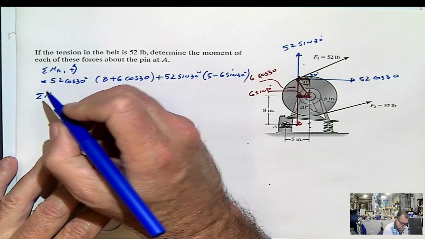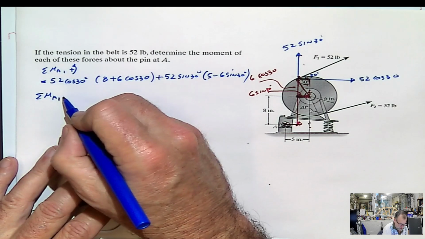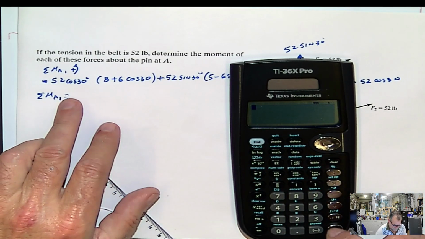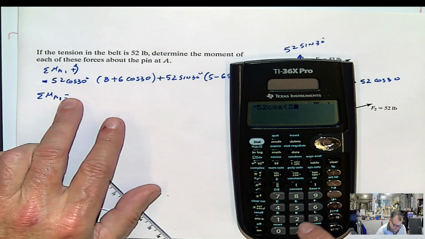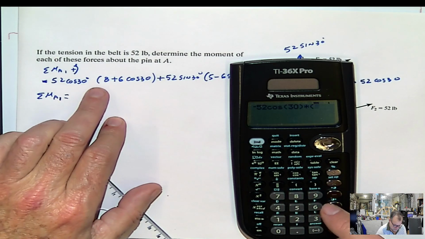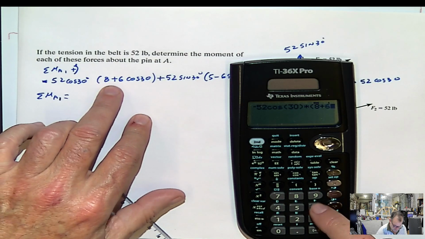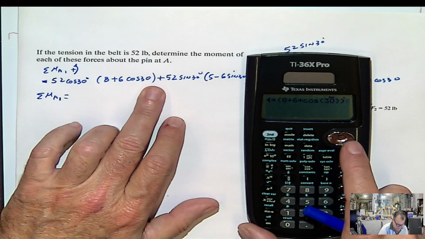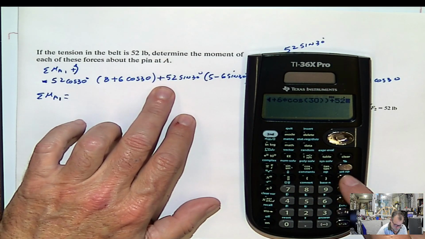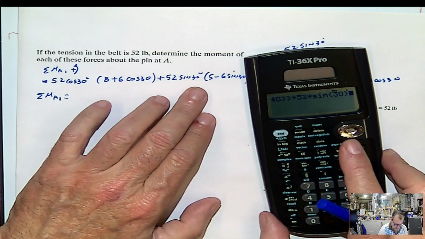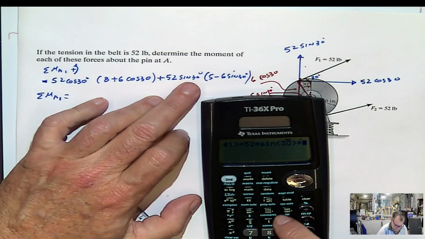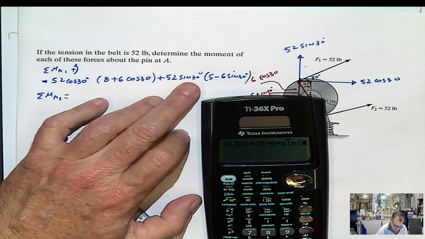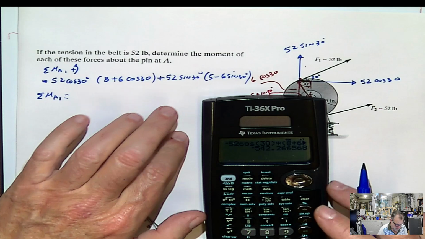So the summation of moments at A, or the moment at A, better say, due to the force 1, will be negative 52 cosine 30 multiplied by parentheses 8 plus 6 times cosine 30 close parenthesis, plus 52 times sine 30 multiplied by 5 minus 6 times sine 30 degrees.